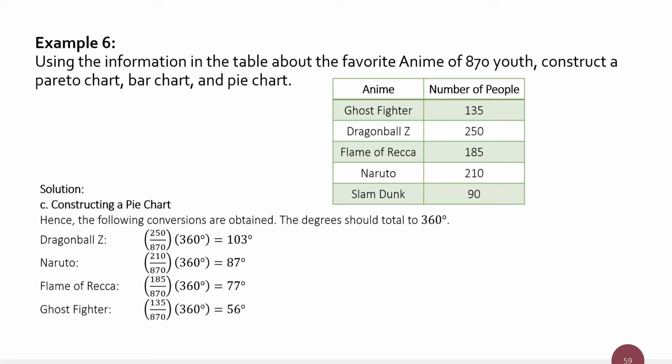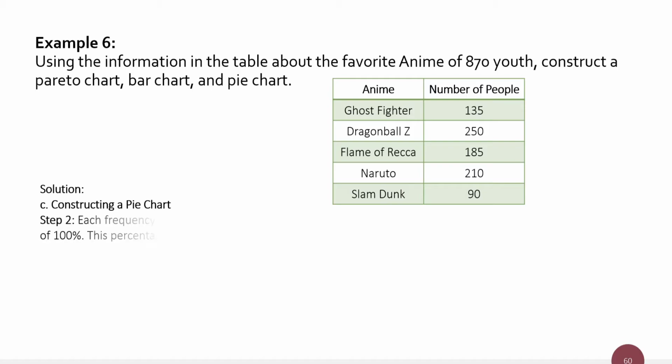And then for the Ghost Fighter, meron tayong 135 na frequency divided by 870 na total times 360 degrees. So ang sagot is 56 degrees. And last, for the Slam Dunk, meron lang tayong 90 na frequency. So divided by 870 times 360 degrees. So meron tayong 37 degrees.